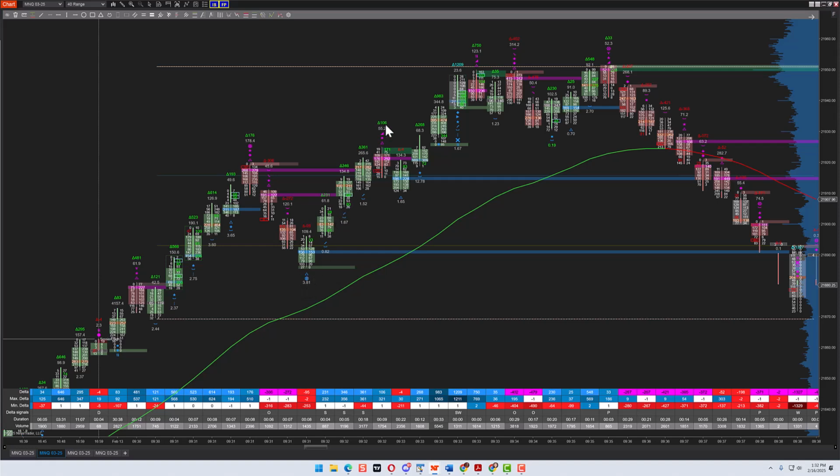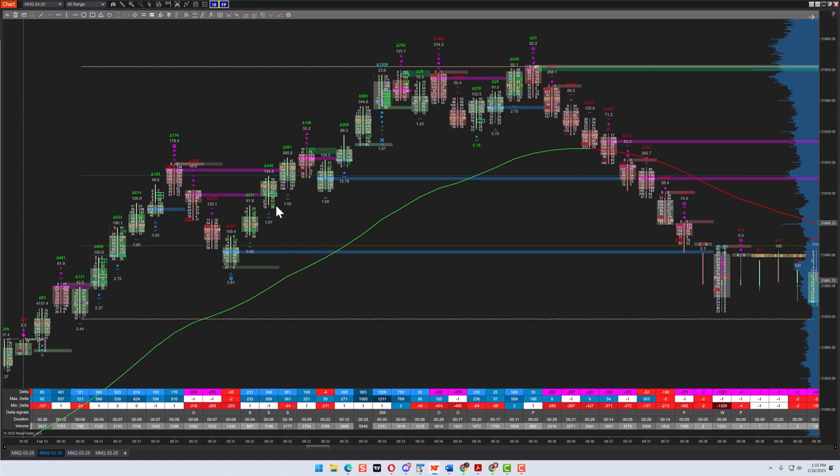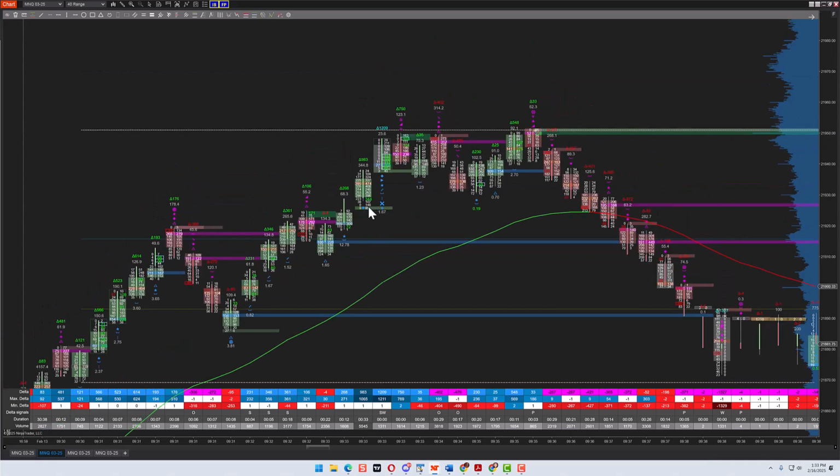So we start to climb, right? And we're just clearing through the POCs in these down candles as we push higher. And there are little bar markers here. I won't go through all of them. You see an inverse imbalance here. Here's the POC being pushed across. Here's an exhaustion print at the low here.